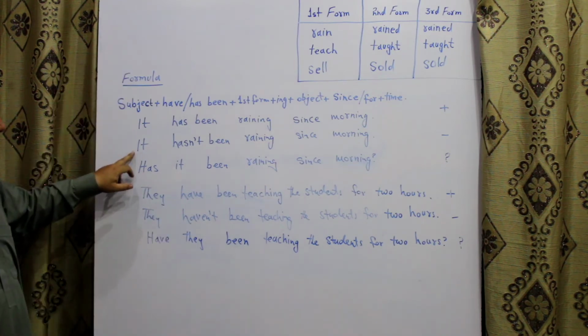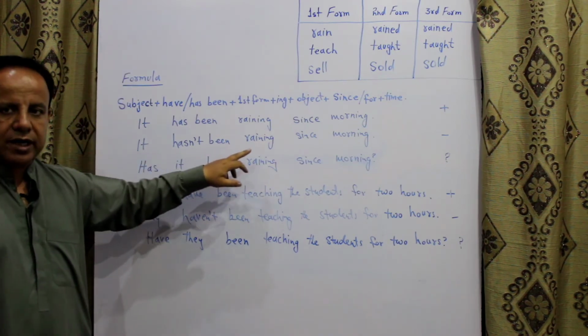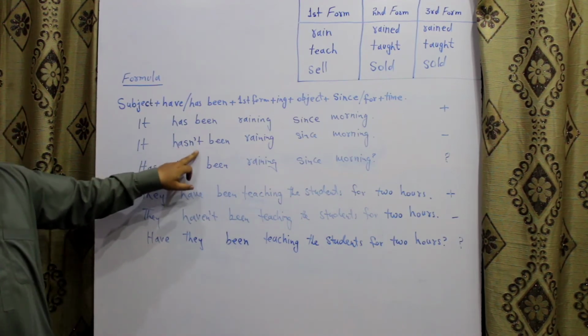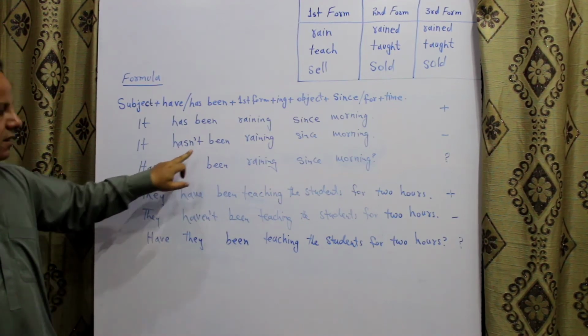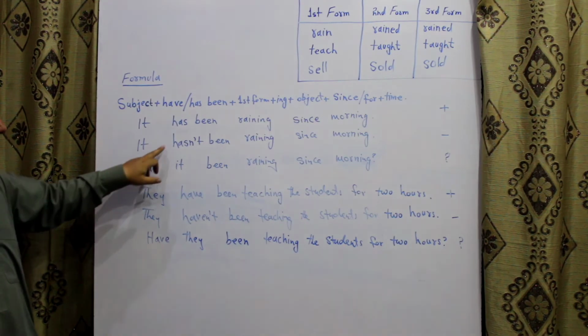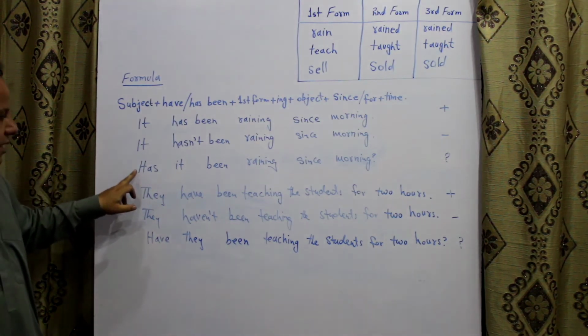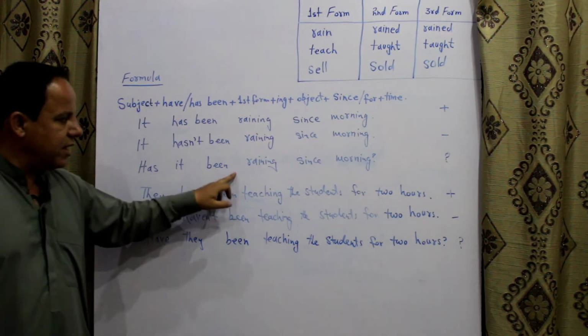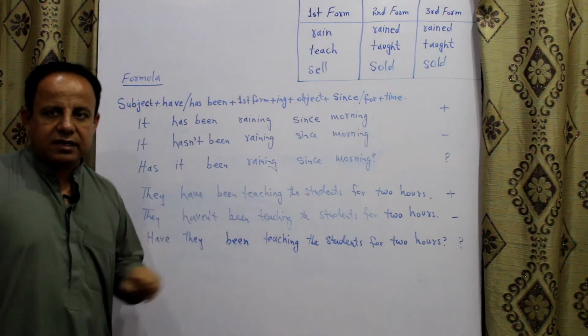Negative sentence: it hasn't been raining since morning. Just after has we use not, it becomes hasn't. How to make an interrogative sentence? Has is used at the beginning of the sentence, like: has it been raining since morning? It is an interrogative sentence.